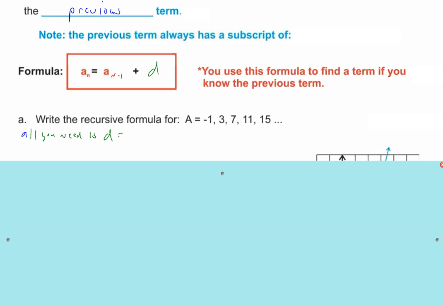All right. So D is what? 4 on this one? So if you were asked to write the recursive formula, guess what? All you do is stick D where D is and everything else the same. A sub n equals a sub n minus 1 plus 4. Nice. Arithmetic sequences. Easy on the recursive.